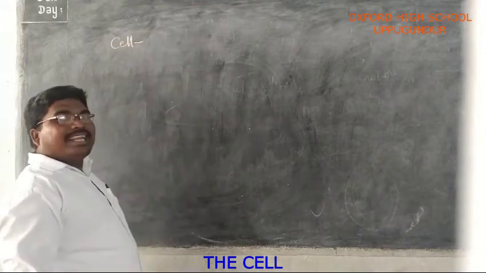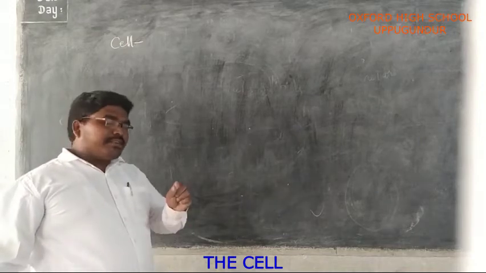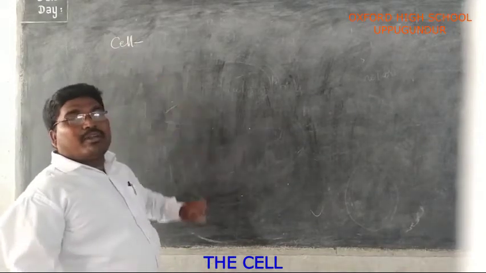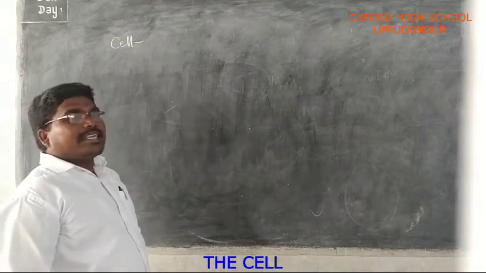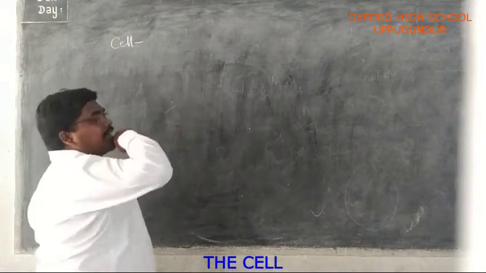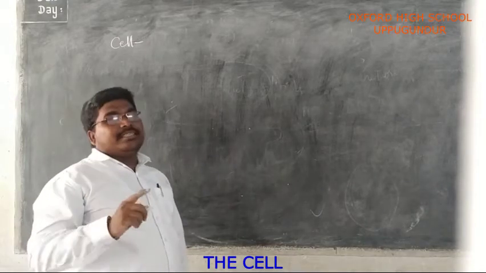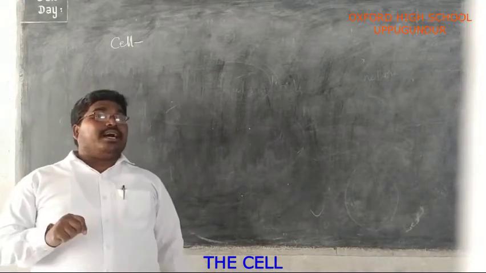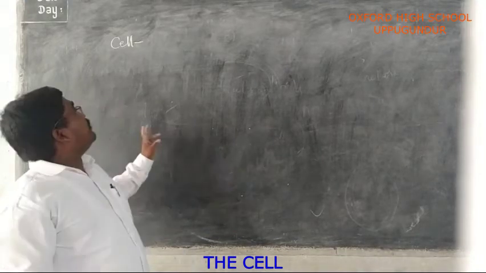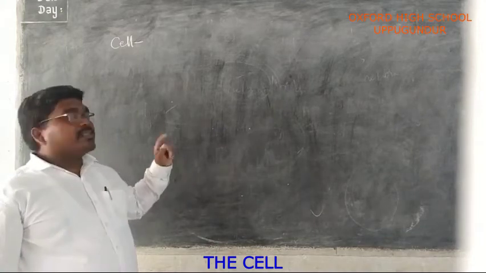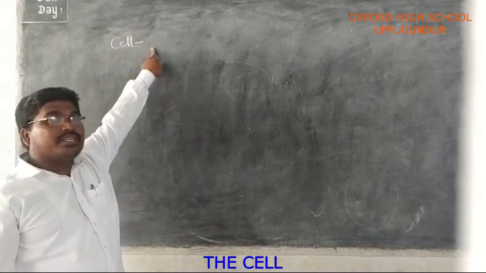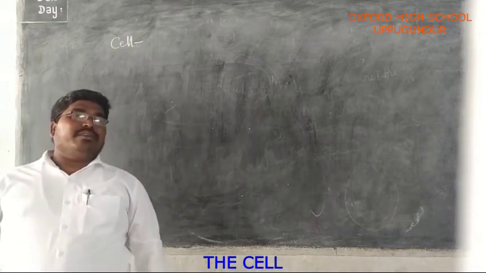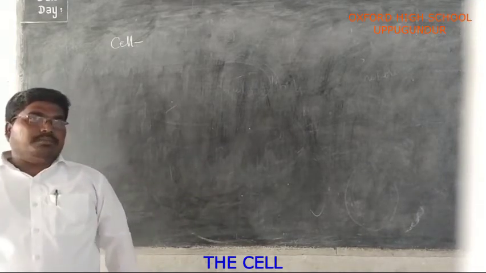The word cell is a Latin word which means the tiny room. The first time the cell was discovered by Robert Hooke. Who discovered the cell? Robert Hooke, in the year 1665. The first time living cells were observed was by Anton van Leeuwenhoek. Robert Hooke discovered the cell, but the first living bodies were observed by Anton van Leeuwenhoek in the year 1674.